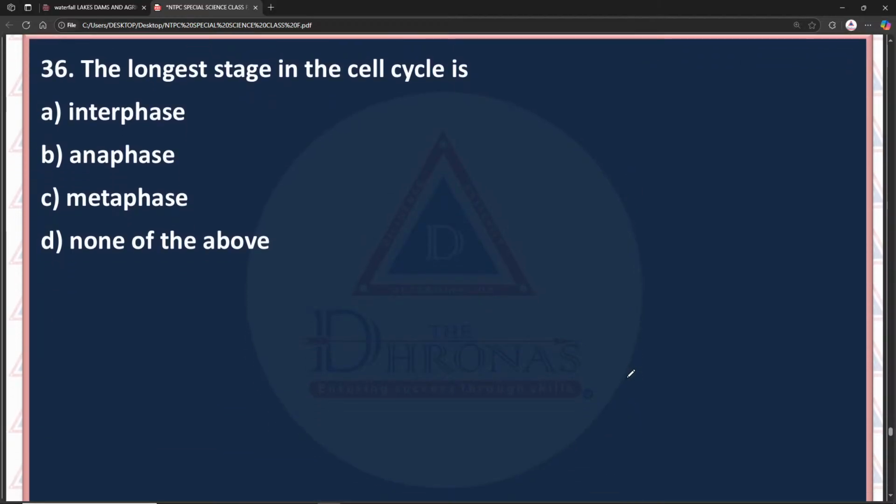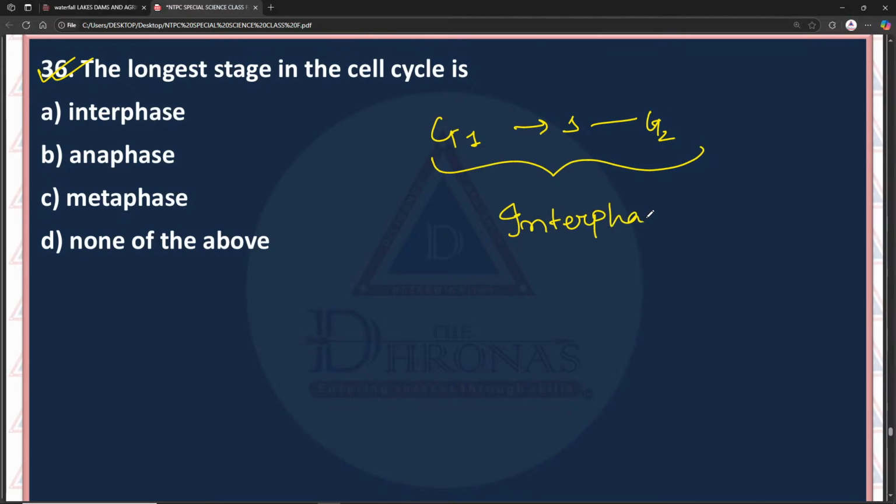36. The longest stage in cell cycle. थोड़ी देर पहले सेल साइकिल डिस्कस की थी कि उसमें दो फेज होता है, one is interphase, another one is M phase. Now longest stage, interphase में आपका तीन स्टेजेस है, G1, S and G2. So this interphase is the longest stage in cell cycle. Interphase is the longest stage in cell cycle.